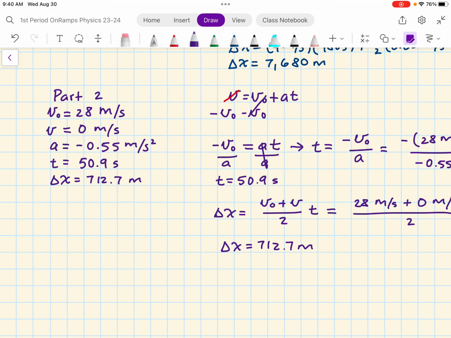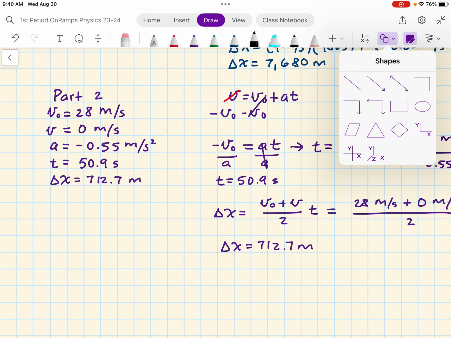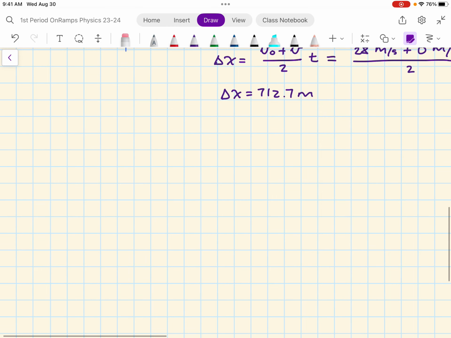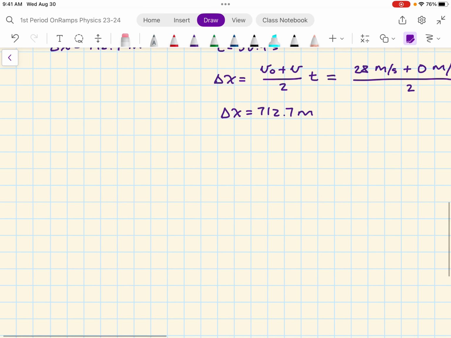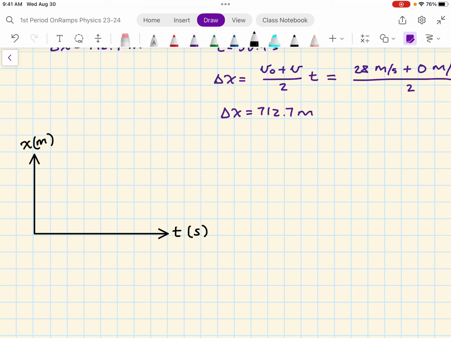Okay, so now that I have all my quantities, it'll be easier for me to draw my graphs. So let's start with the position-time graph. This can be the simplest of them all. This is the last one we're going to do, okay? So position, it's always a great idea if you include the units so you don't have to write them down. And then this is time in seconds.